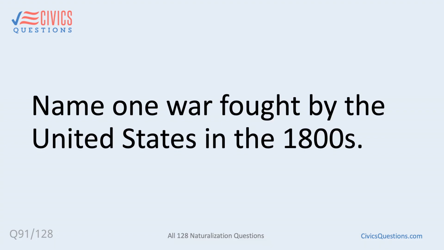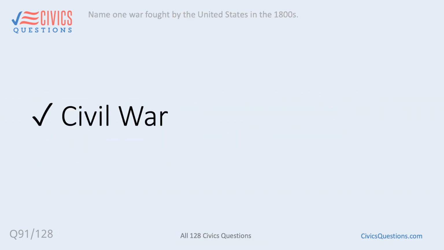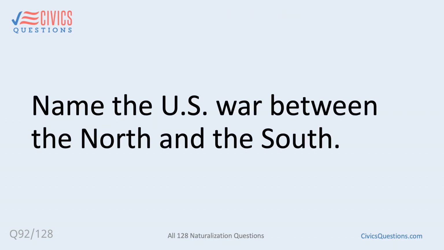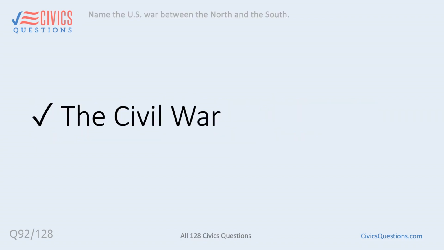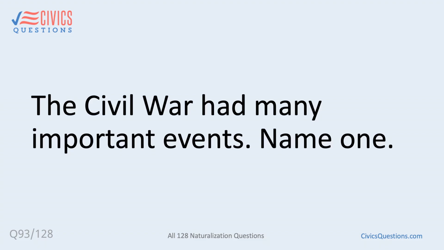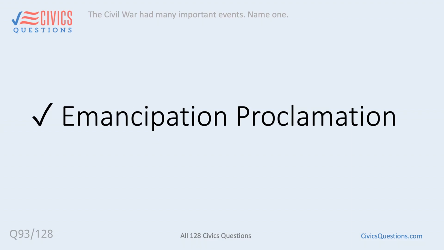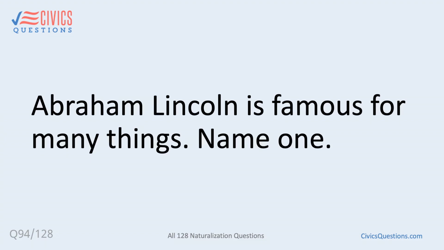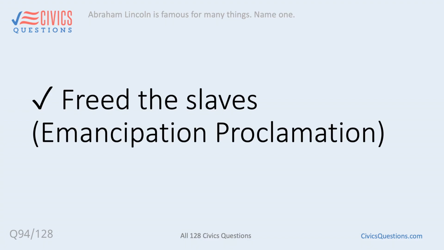Name one war fought by the United States in the 1800s. Civil War. Name the U.S. war between the North and the South. The Civil War. The Civil War had many important events. Name one. Emancipation Proclamation. Abraham Lincoln is famous for many things. Name one. Freed the slaves. Emancipation Proclamation.